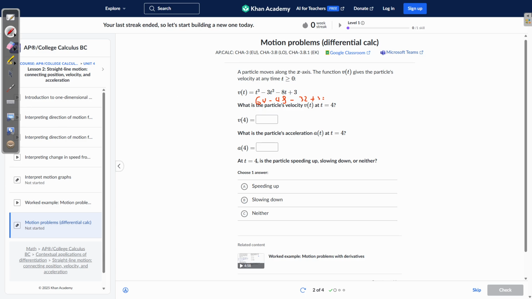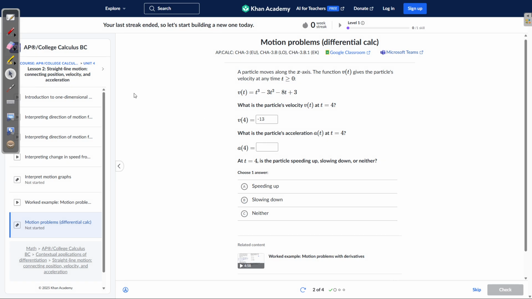So let's see what this is. 32 minus 45 gives us negative 13. So let's put that in. A little slow today.